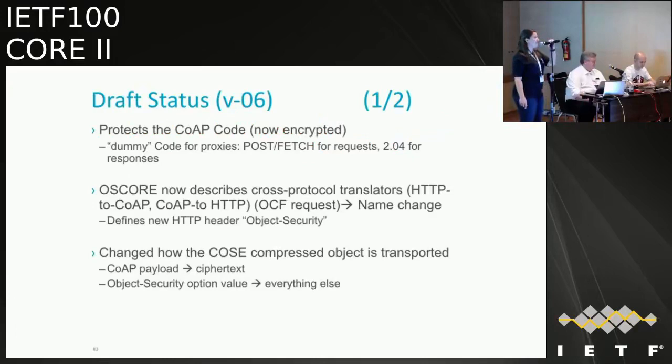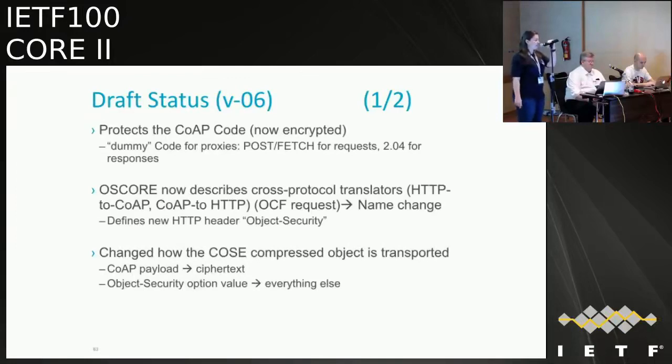Okay, so one first update. Now we protect the CoAP code, which is encrypted, so it wasn't encrypted before. And we add the dummy code that is outside for the proxy to read, and we always use POST or FETCH for requests based on if there is Observe or not, because Observe does not support POST. And we always use 204 for responses.